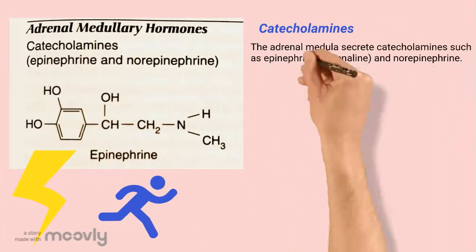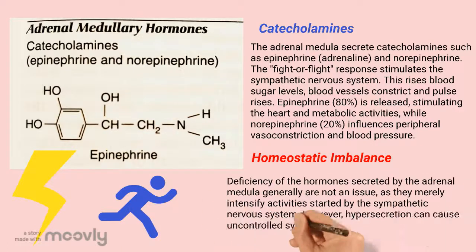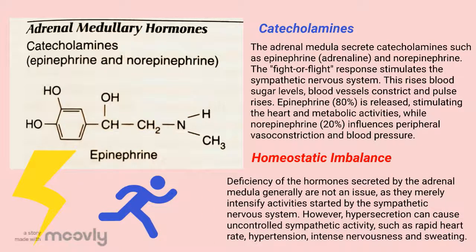The adrenal medulla secretes catecholamines such as epinephrine and norepinephrine. The fight-or-flight response stimulates the sympathetic nervous system. This raises blood sugar levels, blood vessels constrict, and pulse rises. Epinephrine is released, increasing metabolic activities, while norepinephrine increases blood pressure. Deficiency is generally not an issue, as this merely lessens metabolic activities. However, hypersecretion can cause uncontrolled sympathetic nervous system activity.